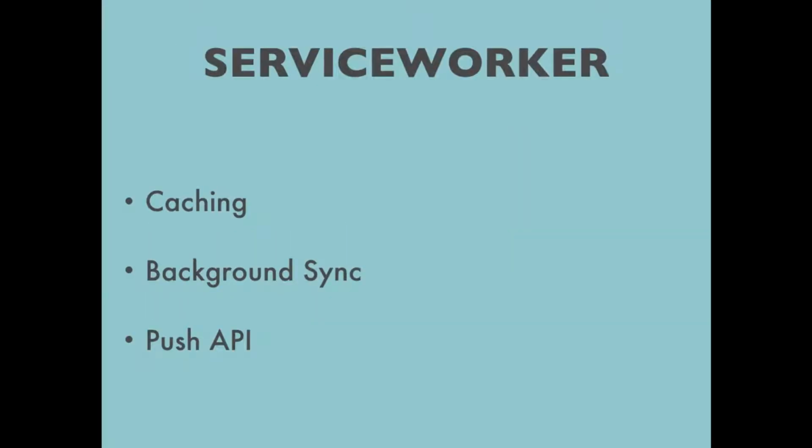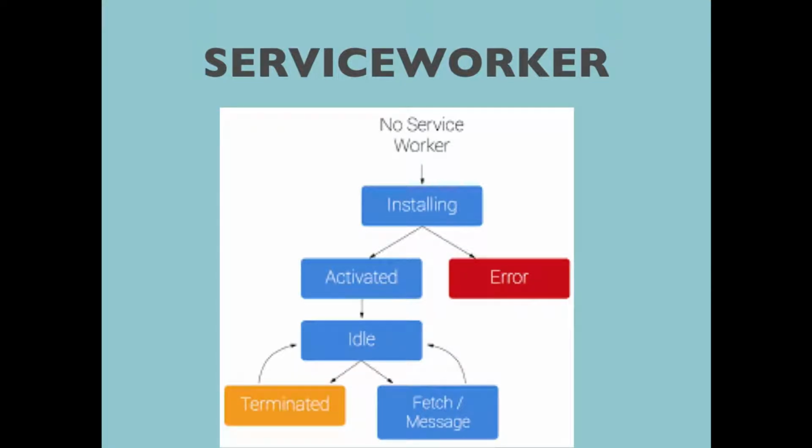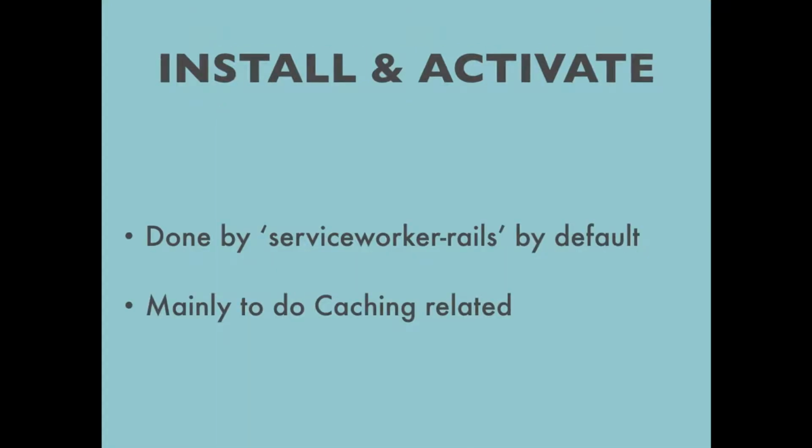Next, I need to explain what a service worker is. Fundamentally, a service worker does mainly three things: caching, background synchronization, and the push API, which we will utilize a lot. This is how the service worker lifecycle looks. When the service worker starts, it installs, and then activates. Once it activates, it goes idle. When a push message arrives, the idle worker is activated again. We need to install service-worker-rails mainly for this. Once it's installed into your Ruby on Rails app, it automatically does the basic caching strategy.